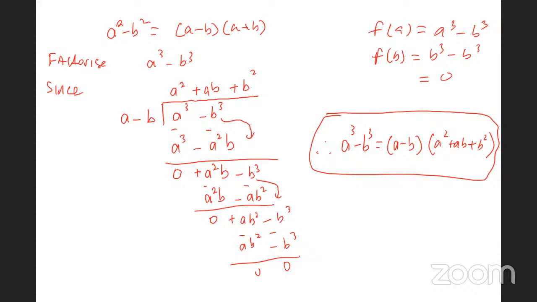How would you factorize if they ask you a to the 5 minus b to the 5? How would you factorize a to the 5 minus b to the 5? What will be a factor? Start with that. A minus b, right? And then long divide. Okay? A minus b will be a factor. And then work it out.